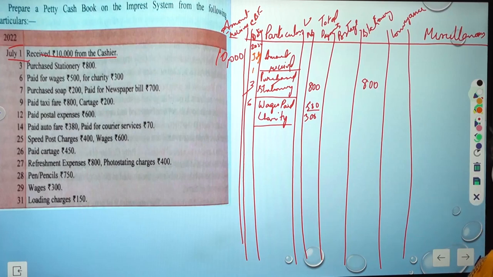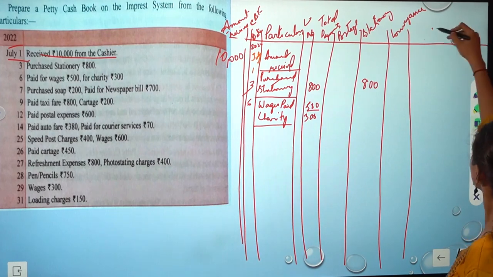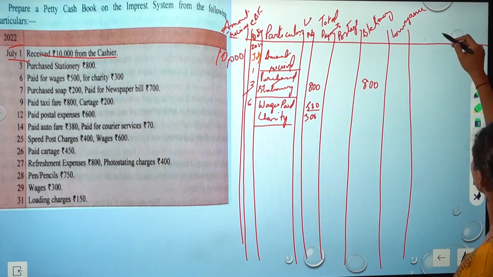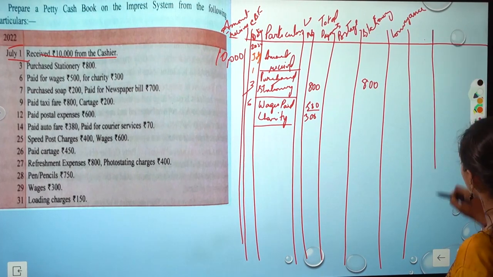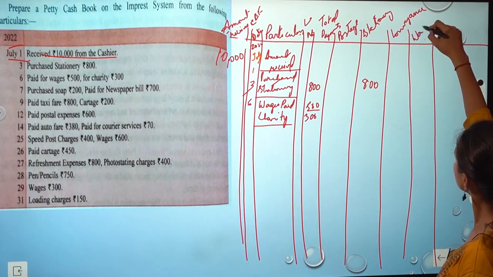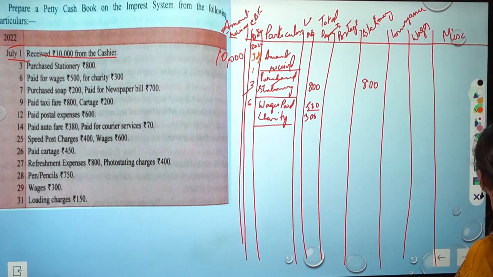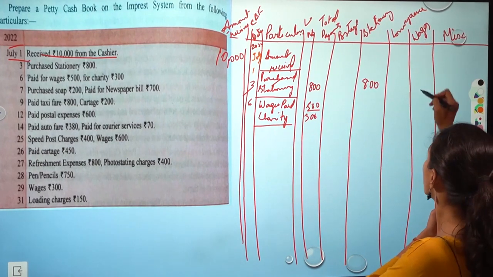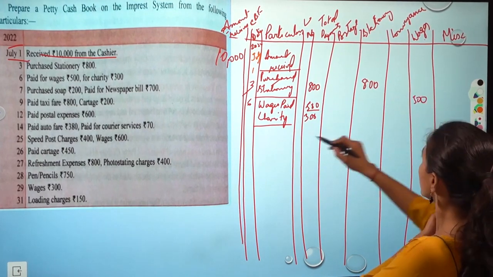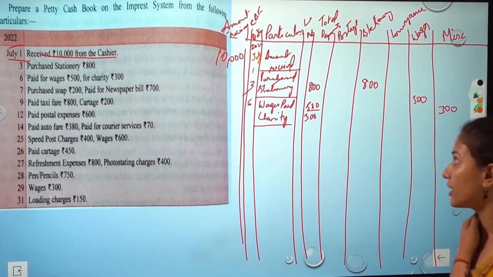Oh, wages we missed out. So let's draw one more line. Wages. And this is miscellaneous. Okay, so wages paid 500 will come under wages. Then charity will come under miscellaneous. We don't have any other column for charity.